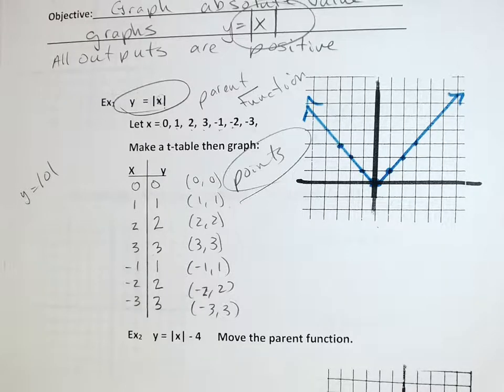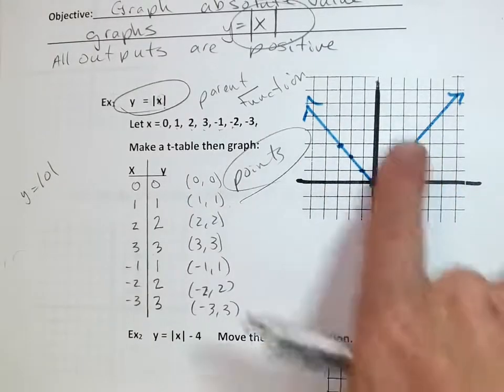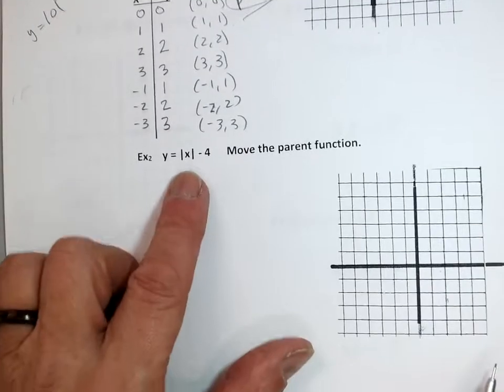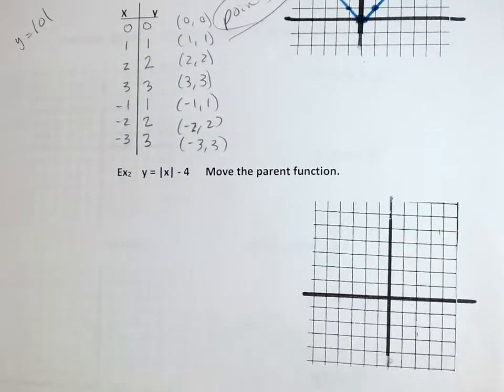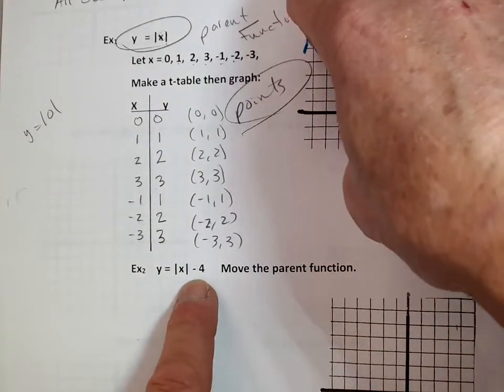Now we're going to move it. We're going to do some things with it. We're going to move it. We're going to stretch it. We're going to make it bigger, shorter. But this shape will move. This shape will modify, okay? So, in example 2, we could do this whole t-table thing again, but that would be a waste of my time, really. So what I'd rather do is just take this parent function and just slide it down 4. Does that make sense?